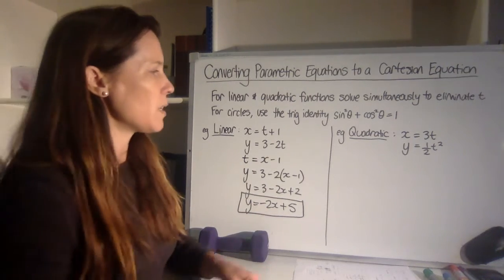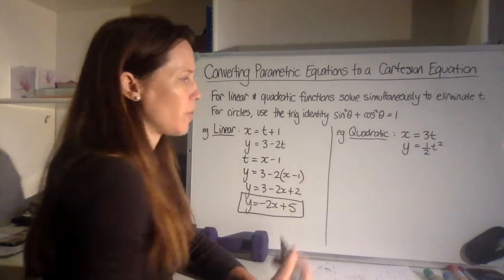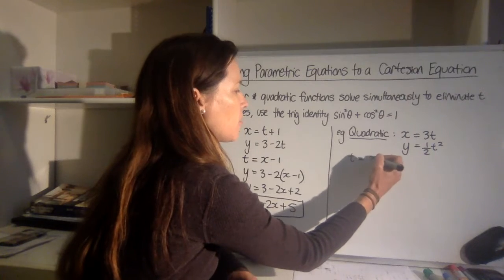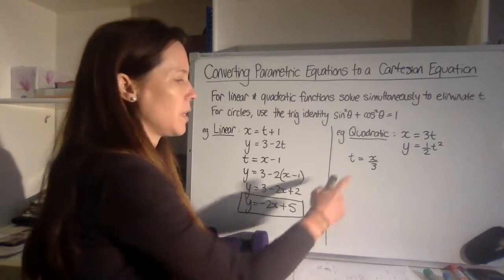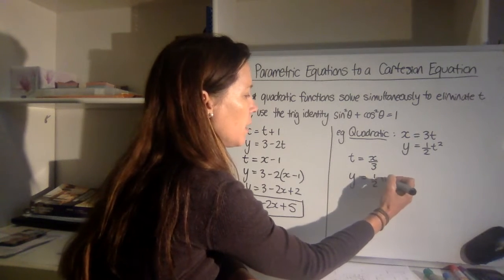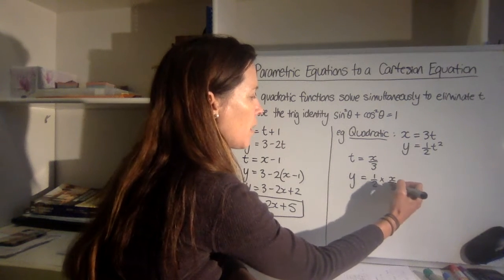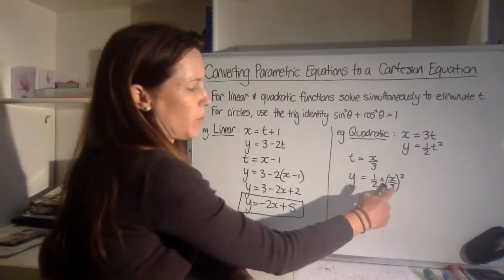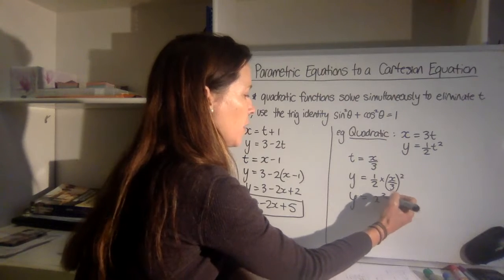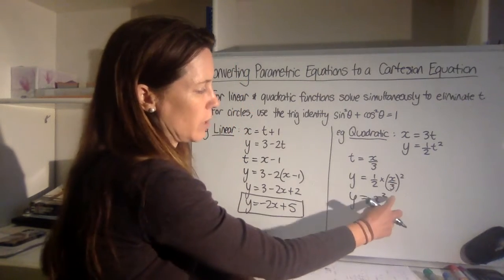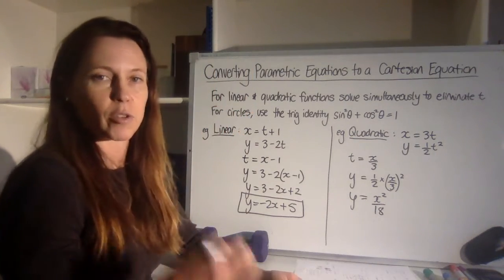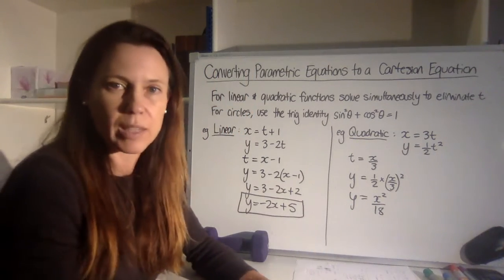All right, the quadratic one, similar idea. Let's use the first equation there to rearrange and get it in terms of t. So we can see that t is equal to x over 3. Subbing that into the second equation, y will be equal to 1/2 times x over 3 all squared. Now remember, we've got to square the 3 as well, so that gives us x squared on the top, and on the bottom we've got 3 squared, which is 9, and when we multiply that by 2 we get 18. And that can be written like that, or you could even write 18y is equal to x squared.